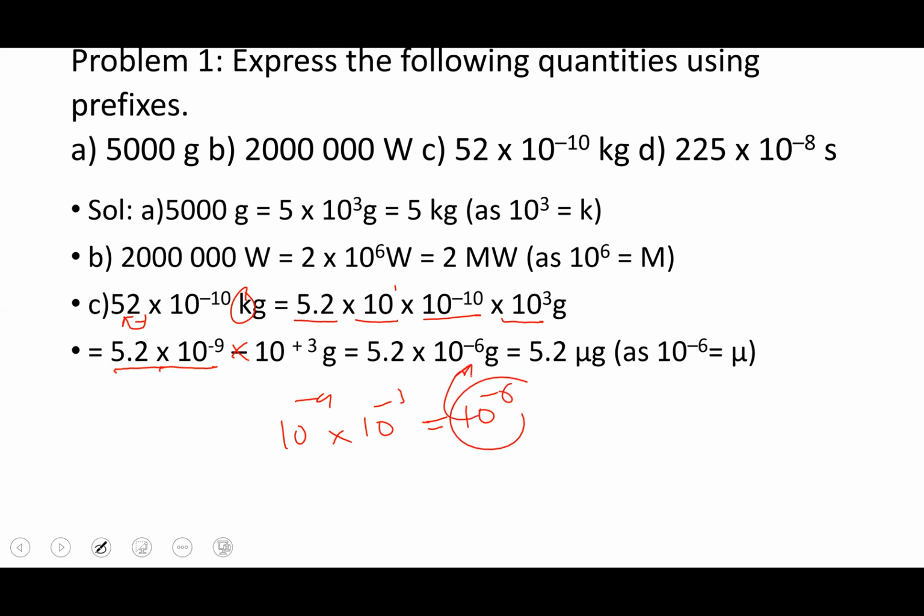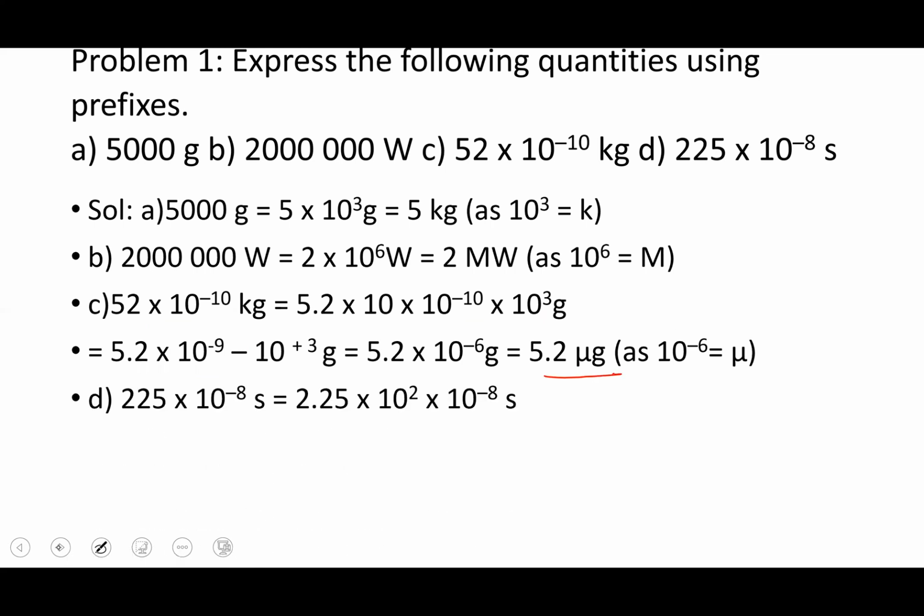So this is what we have done over here. So 5.2 into 10 to the power minus 6 grams. What do we call 10 to the power minus 6? We call it micro. So we can say simply 5.2 micrograms. This is the answer for part C.